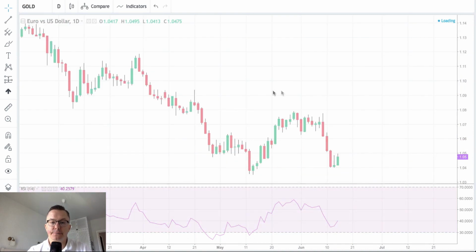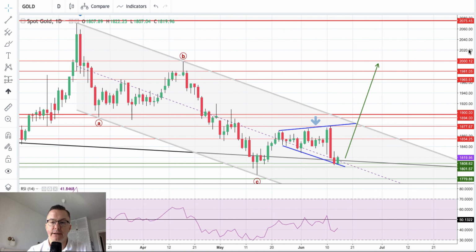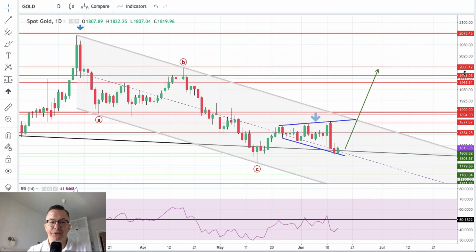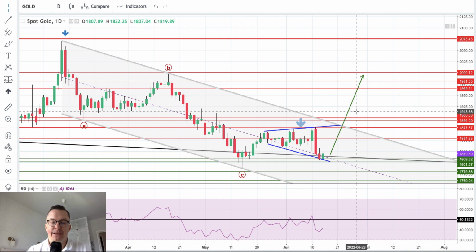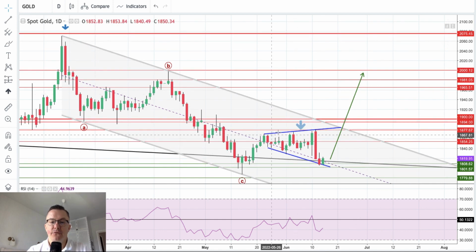Spot gold market, and as you can see, I got my broadening triangle pattern here. We will see how this will end up. So far so good. We are trading inside of the broadening triangle, very rare pattern, waiting for the FOMC to maybe trigger the move to the upside.